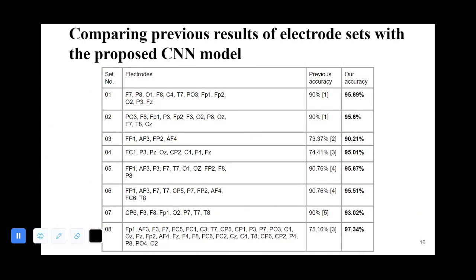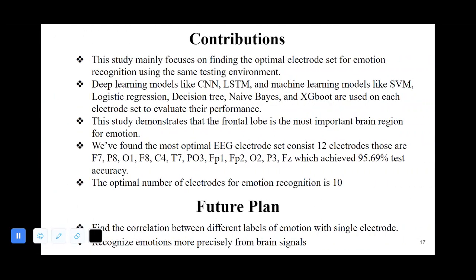So now let's compare previous results of electrode sets with the proposed CNN model. In sets 1, 2, 5, 6, and 7, the proposed CNN model outperforms all the previous results by almost 5%. In sets 3, 4, and 8, the proposed model exceeds previous accuracy by almost 15 to 20%. So now let's talk about the contribution of our study.